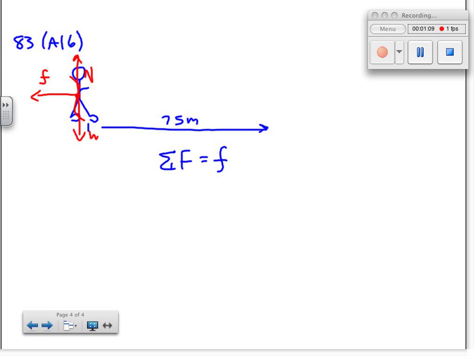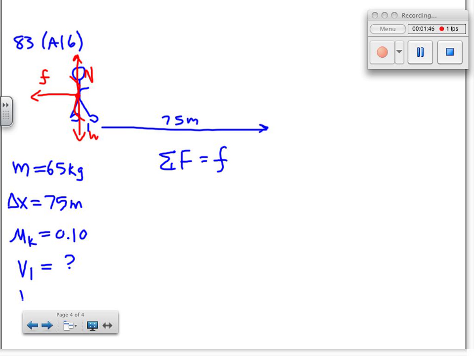Now the information provided is that we know her mass is 65 kilograms. We know, as I said, delta x, the distance she slows down over, is 75 meters. And the kinetic coefficient of friction is 0.10. We need to find how fast she was going when she started to coast. So I'm looking for V1, and I know that V2 is 0.